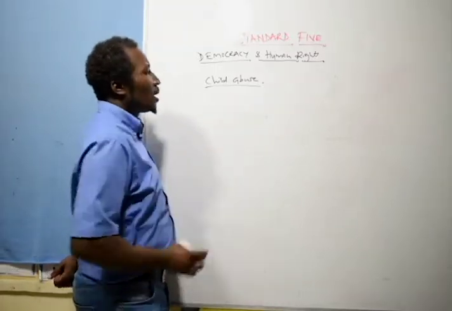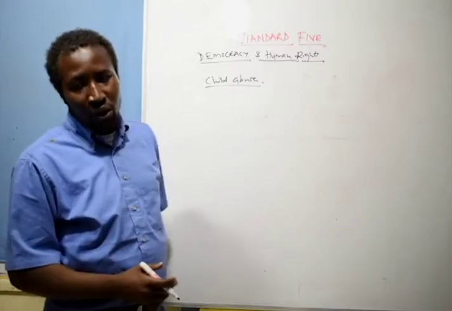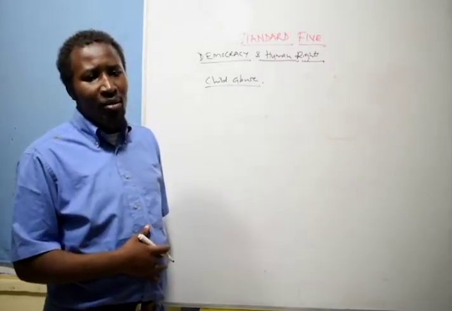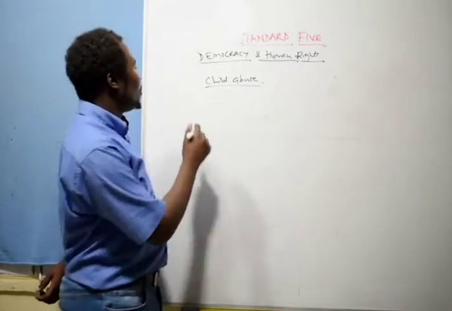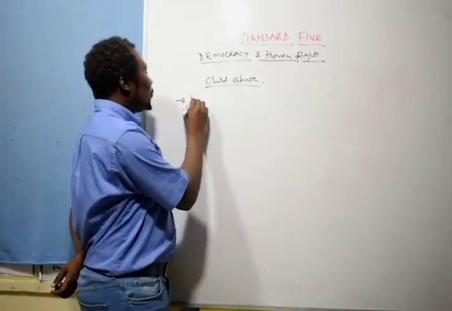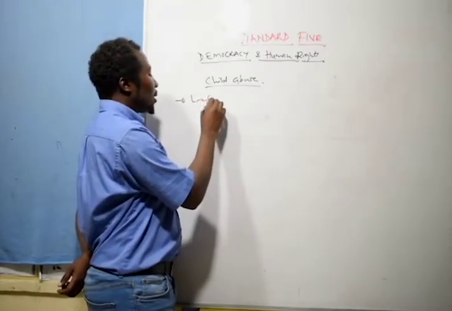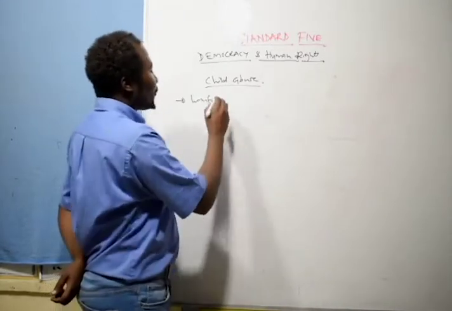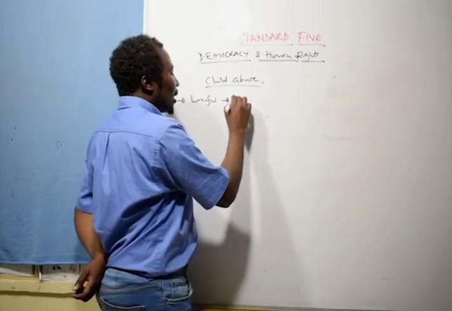Now, here in class 5, we talk about child abuse. We look at the things that we call child abuse. What is child abuse? These are anything harmful. Things that are harmfully done that would affect the child's health.